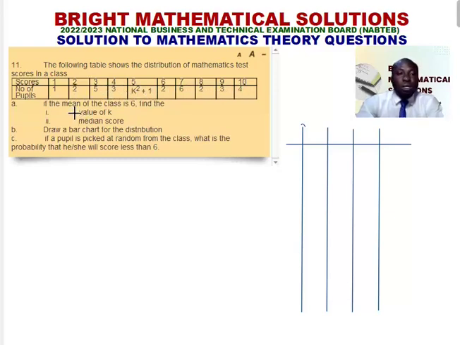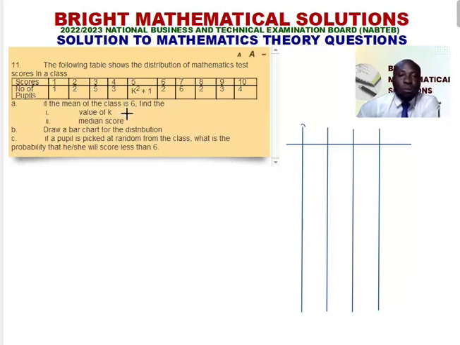Now, the first question is, if the mean of the class is 6, find (i) the value of k, (ii) the median score, (iii) draw a bar chart for the distribution, and (iv) if a pupil is picked at random from the class, what is the probability that he or she will score less than 6?